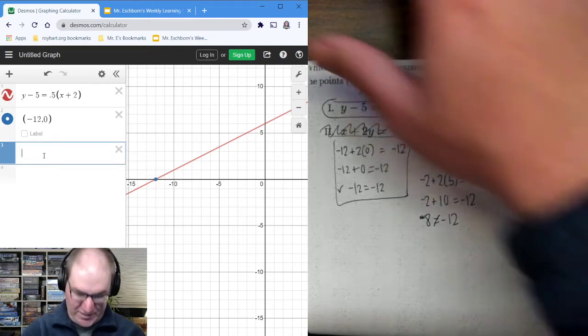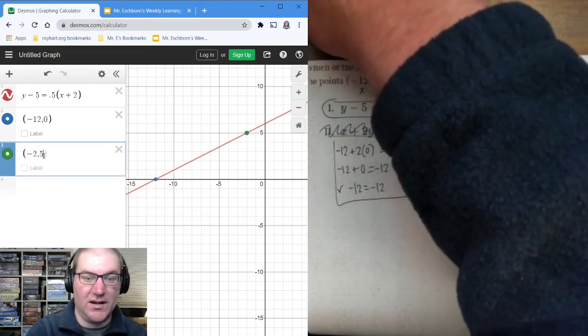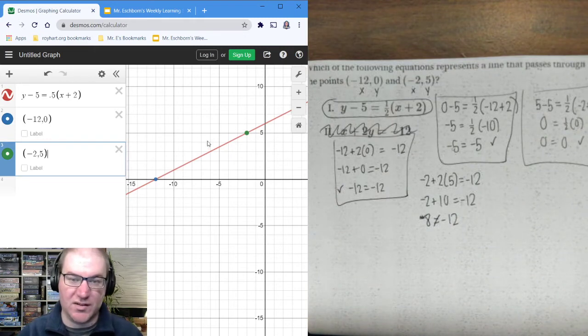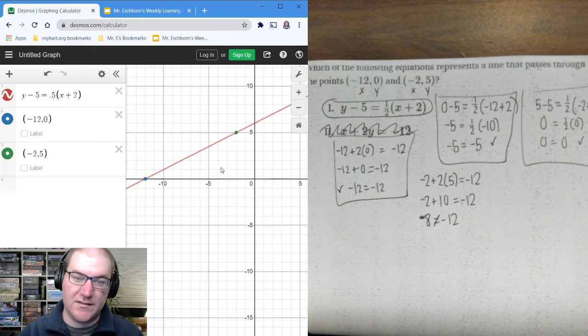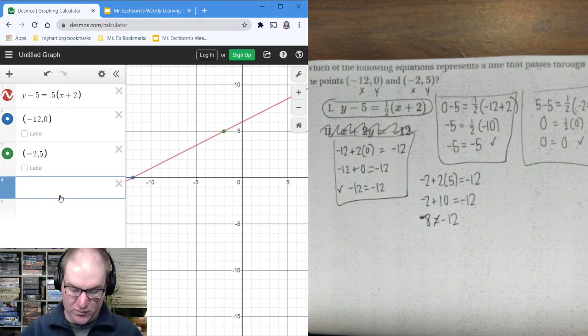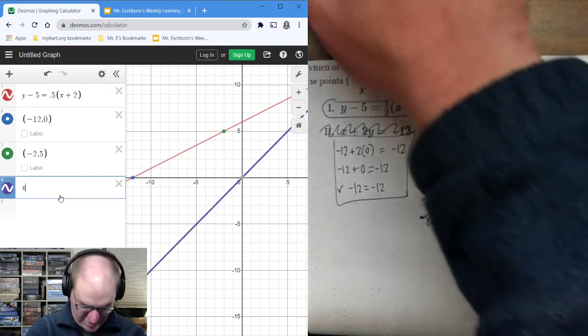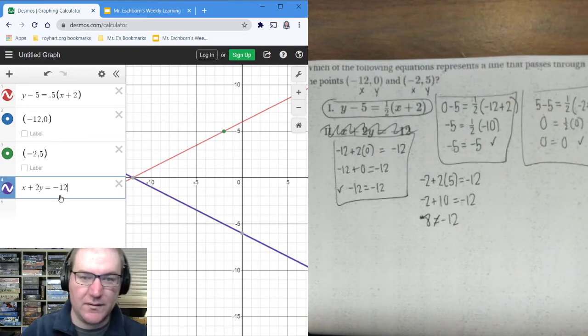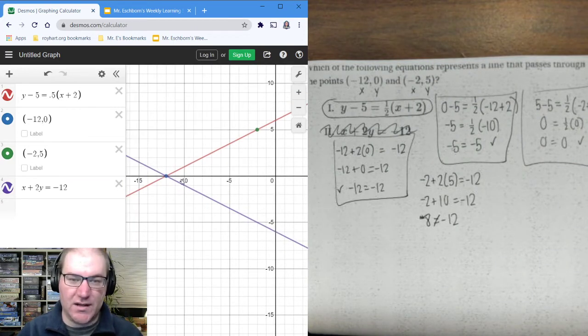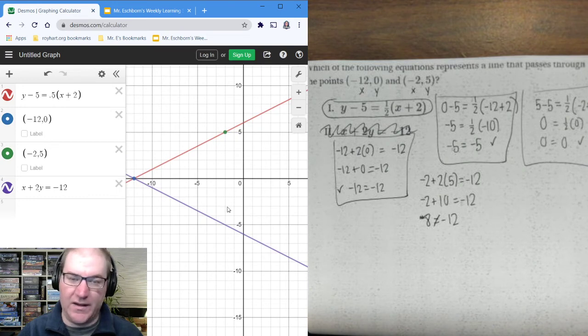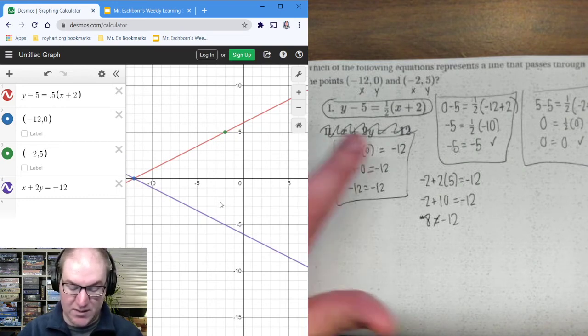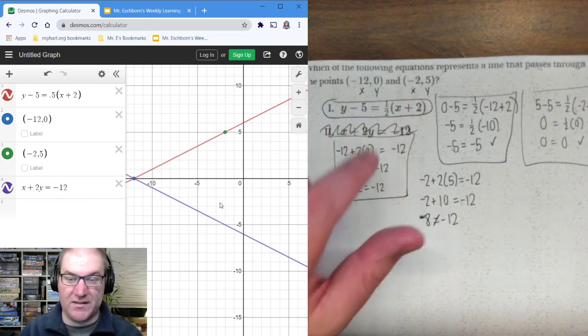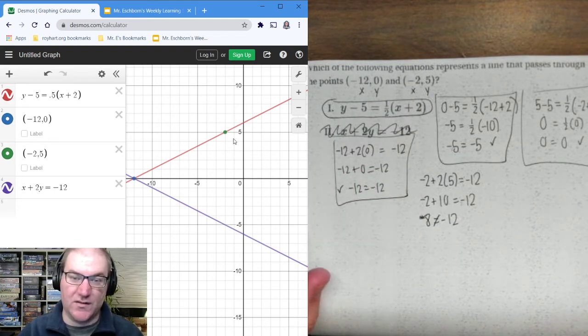And (-2, 5) should also be on the graph. We already know it's going to be, but I'm just going to double check. And there it is. And let's graph the other one just to be sure. x plus 2y equals -12. And so look at that, (-12, 0) is on there, but (-2, 5) is not on there. So that's why we picked the top equation, the red equation, as working, and the second equation as not working.